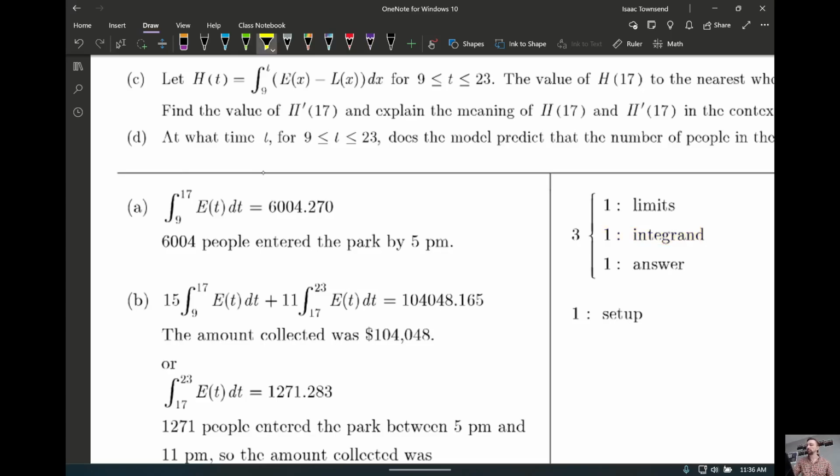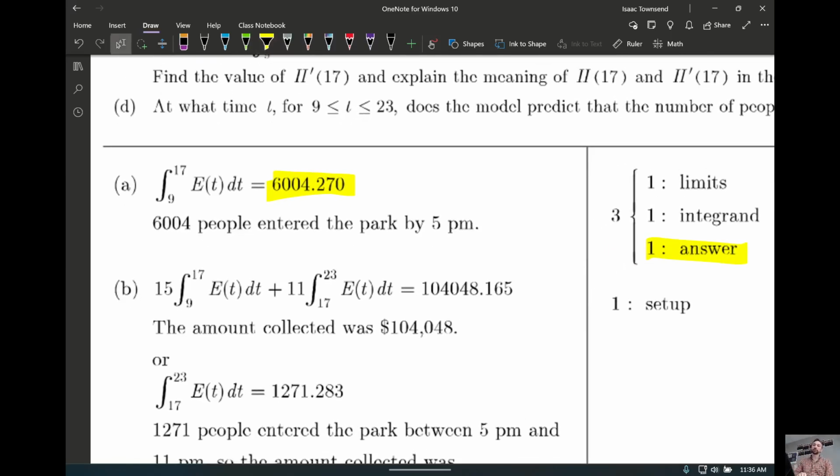And to get the 3rd point right, you had to type it in your calculator correctly, or remember that your calculator could do that, or remember that this was a calculator question. Well, they did ask you to round to the nearest whole number since it represented people. 6,004 got you the 3rd point. Okay, we okay with that?